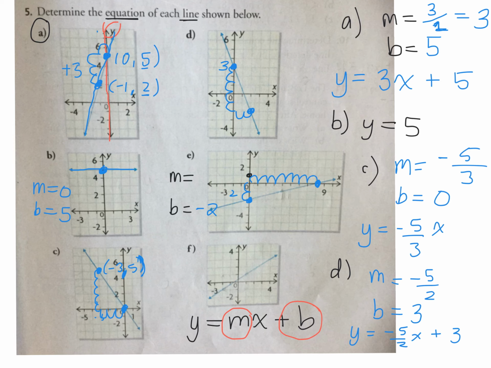5, 6, 7, 8. Let's put that in lowest terms. 2 over 8 is equal to 1 over 4. So what's the equation of this line? Y equals 1 over 4x plus negative 2. Minus 2.